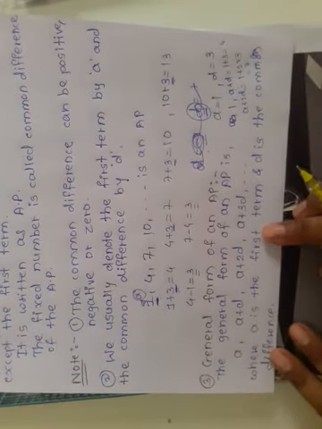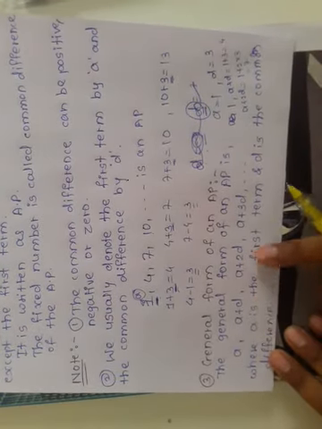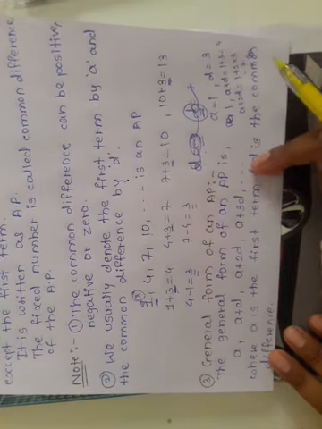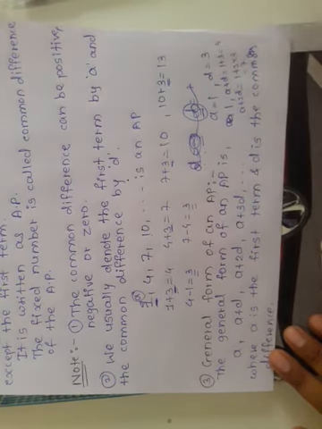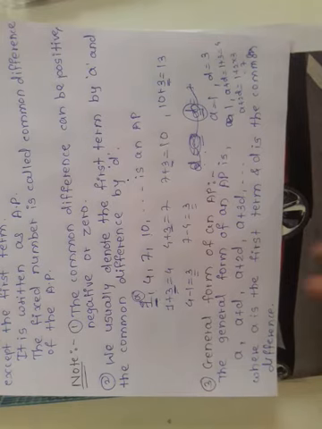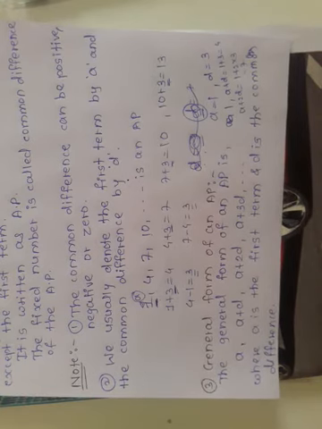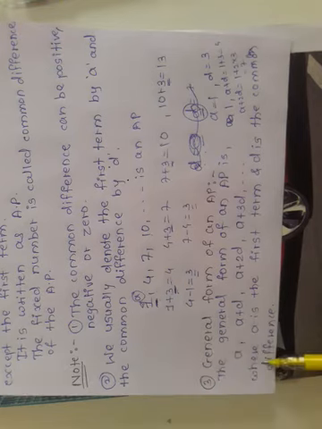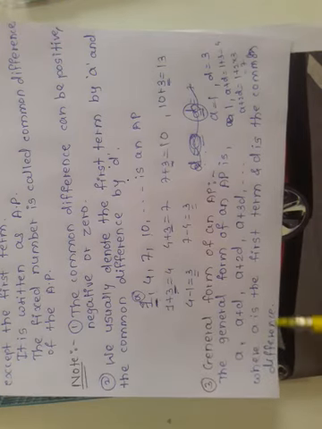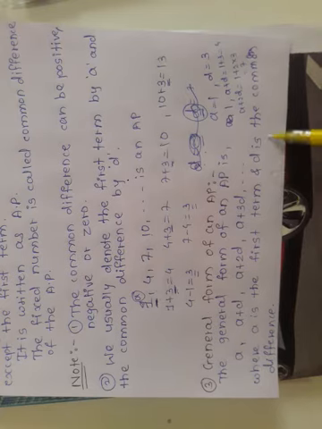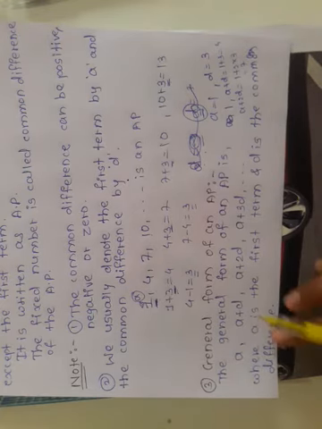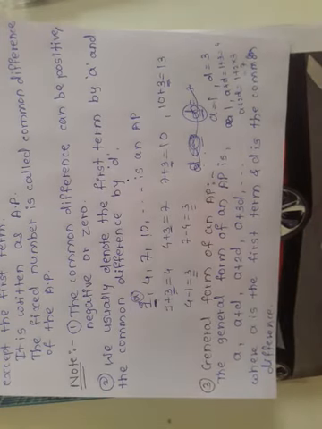You must remember this general form: A, A plus D, A plus 2D, A plus 3D, then A plus 4D, A plus 5D, like this up to the nth term. So the general form of an AP is A, A plus D, A plus 2D, A plus 3D, and so on up to the nth term, where A is the first term, the constant term, and D is the common difference, again a fixed term.